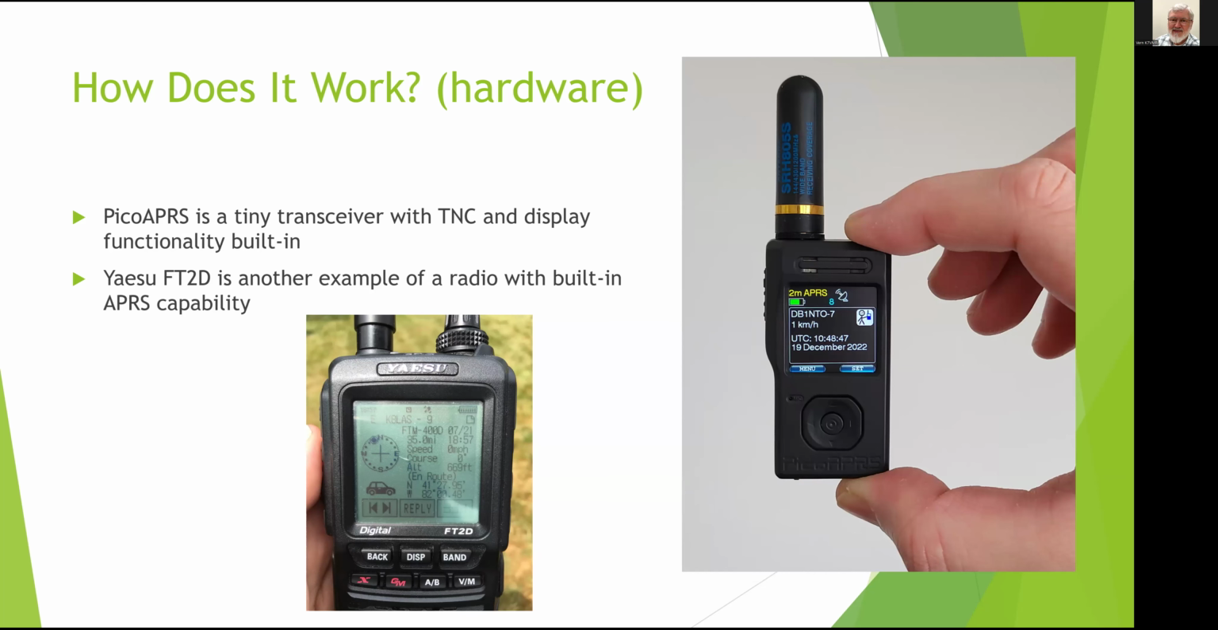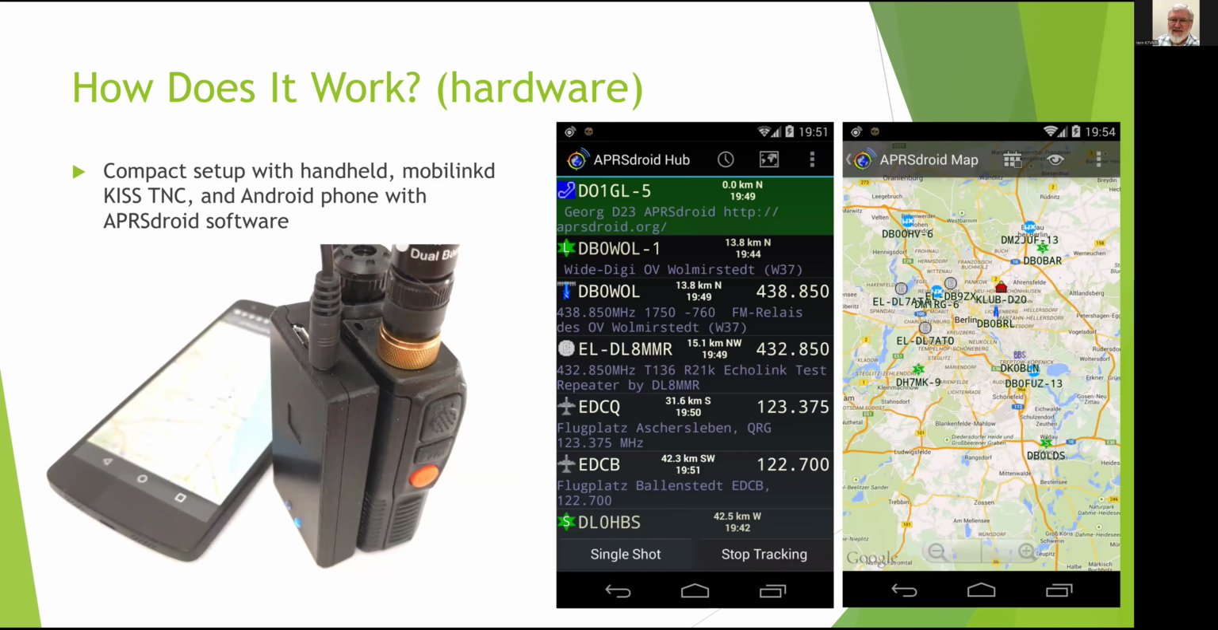And then the other one that's shown here is a Yaesu FT2D, another example of a radio with built-in APRS functionality. And this last one shows the Mobilinkd, like Bob has over here. Basically, it's a little box that connects to your radio with a little cable, and then it has Bluetooth in it, and it connects to your phone or your tablet or your computer through Bluetooth. So that's kind of cool.